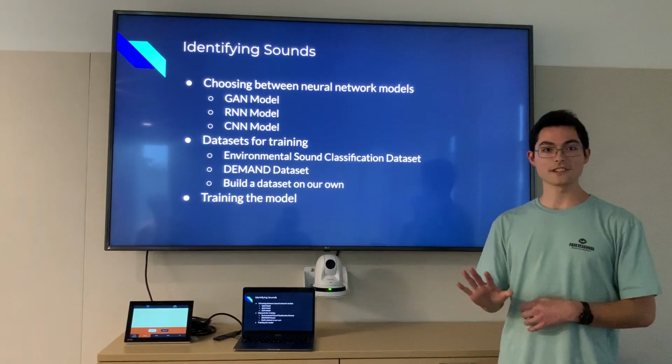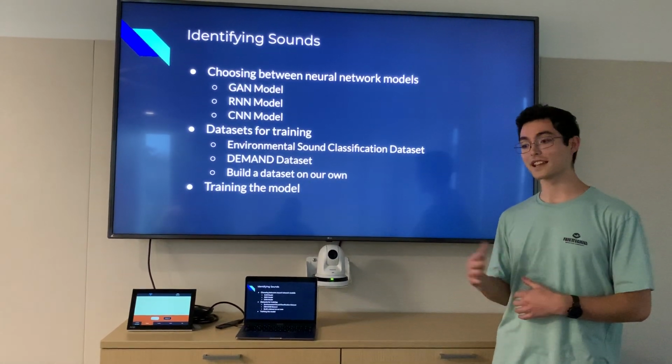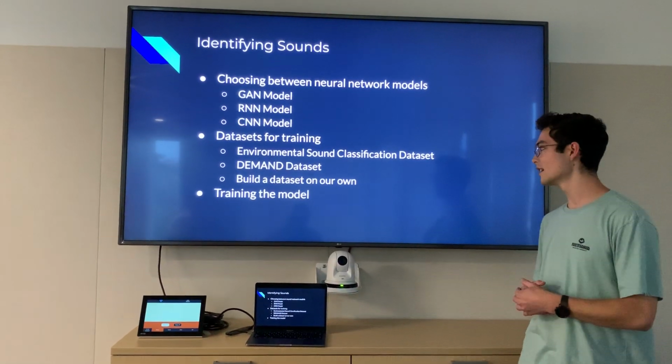If these prove insufficient, there's always the option for us to build our own, which involves us just taking a microphone around to different sections of campus and recording there to get different samples.